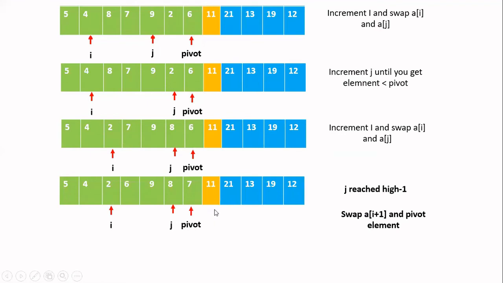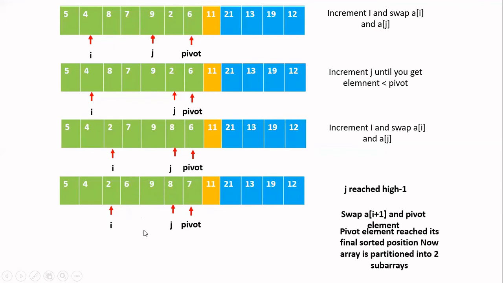Now, what is our pivot element here? If you see this one, after this step is over, we have placed the pivot element in the correct position. The pivot element here is 6. Now it is placed in this particular position. See the movement of the cursor, pivot element is placed here. Okay, let me show that in the next one. Here, pivot element has reached its final sorted position.